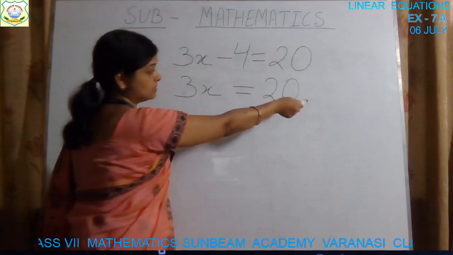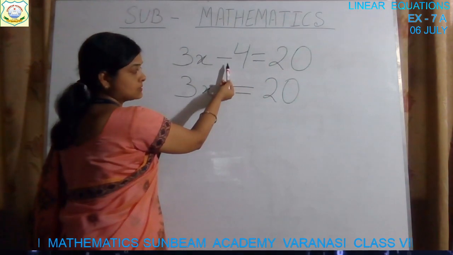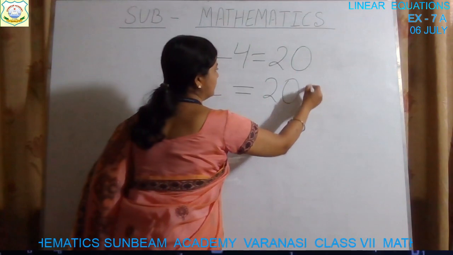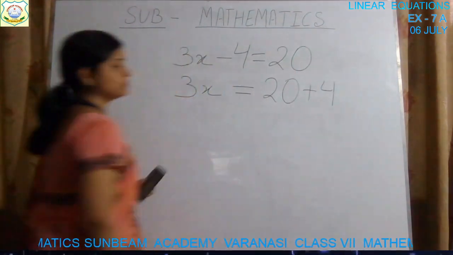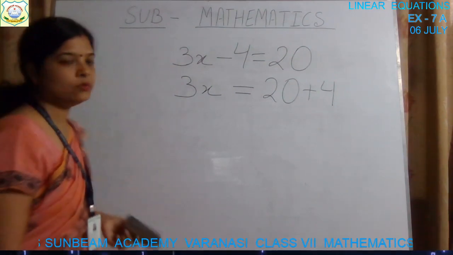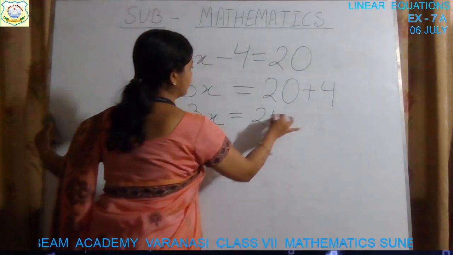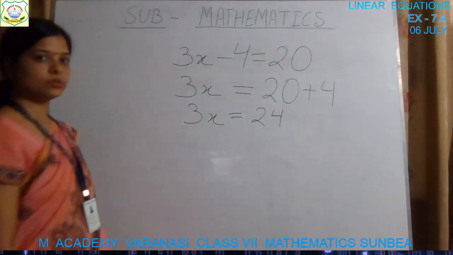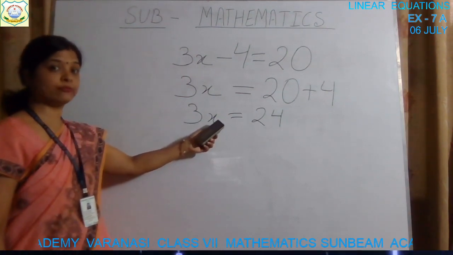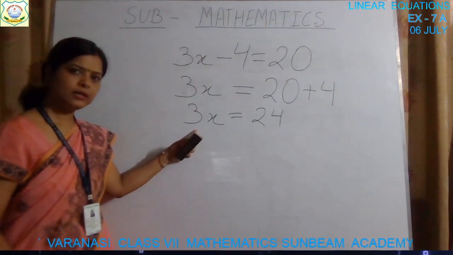Okay. Now if you transpose this minus 4 to RHS, the right hand side, children, the sign will change. What is the sign? Minus. So when you shift this minus to the other side, it will become plus. Now let's solve this. 3x is equal to 24. Now still with x, whose value we have to find, what is attached? 3.